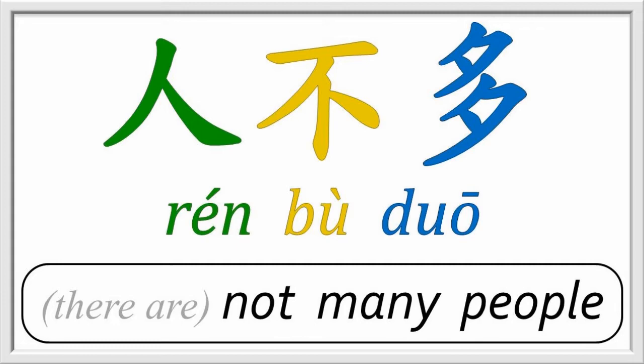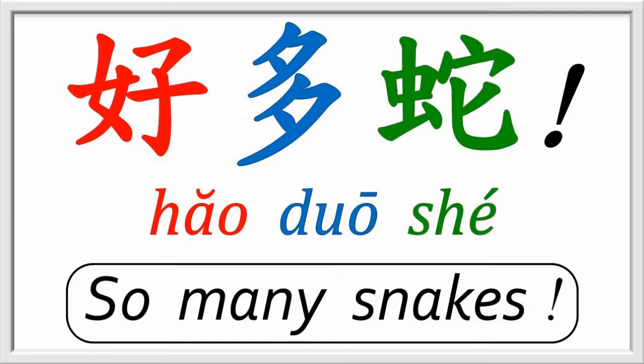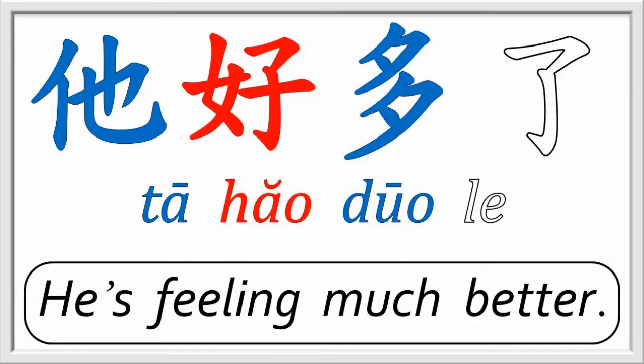Remember, again, that Chinese verbs don't have tense. The answer to 人多不多 could be 人不多, meaning that there weren't many people there. In answer to the question 蛇多不多, one could say 蛇好多, or even 好多蛇. 多 can also be used to talk about one's health. 他好多了. He's feeling or doing much better.